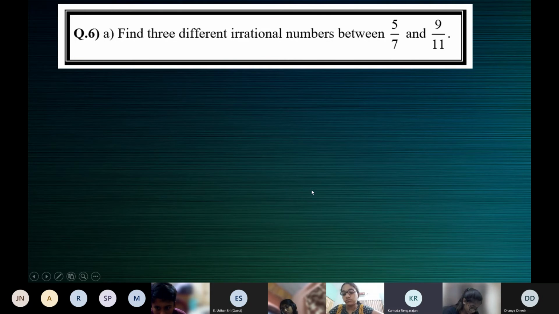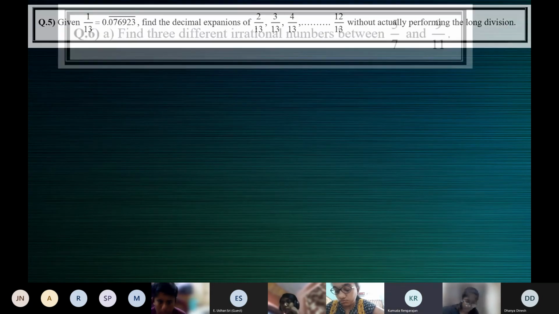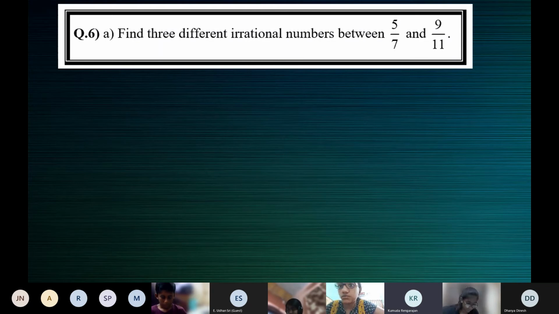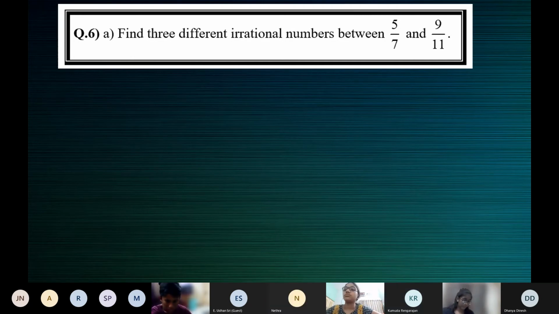Sorry, children. So, find 3. We finished this one. This is the next one. Find 3 different irrational numbers between 5 by 7 and 9 by 11. I'll tell you the procedure. You should find 5 by 7, not using your calculator. You should divide and find 5 by 7. Is that fine?